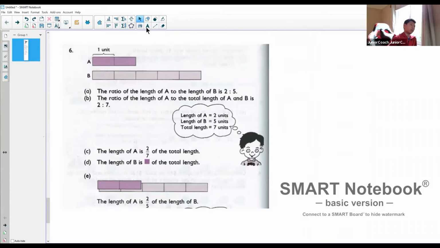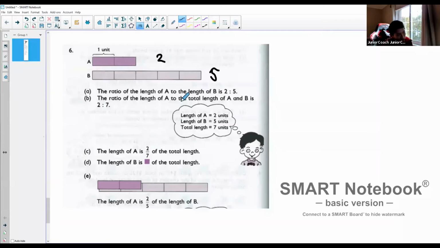So let's see. We have a length A and a length B. A is 2 long, B is 5 long. As you can see in part 6A, the ratio of length A to the length of B is 2 to 5. And the ratio of length A to the total length of A and B combined, which would be 2 plus 5, is 2 to 7. The length of A is 2/7 of the total length. The length of B is 5/7 of the total length. And the length of A is 2/5 of the length of B.